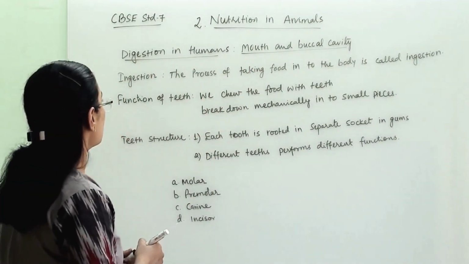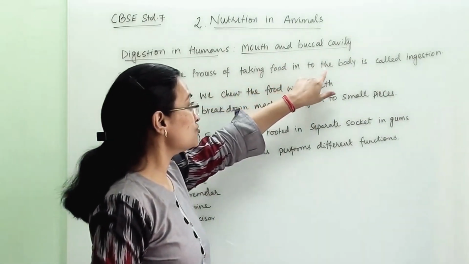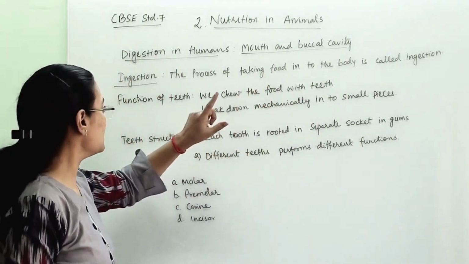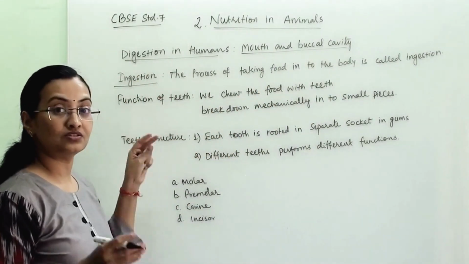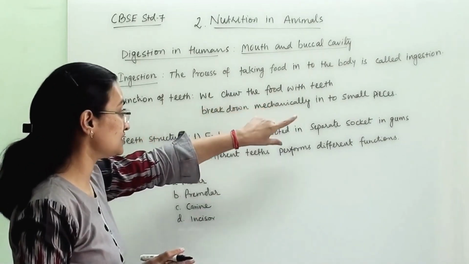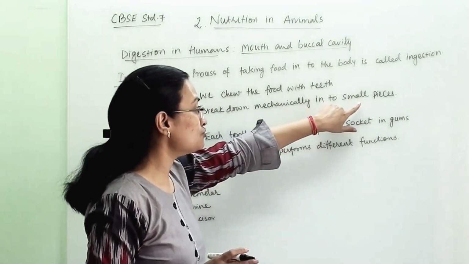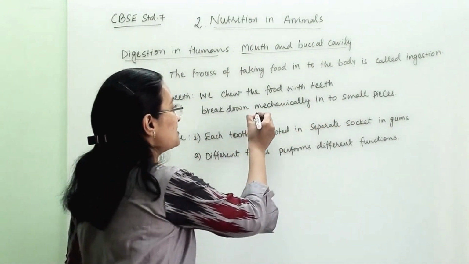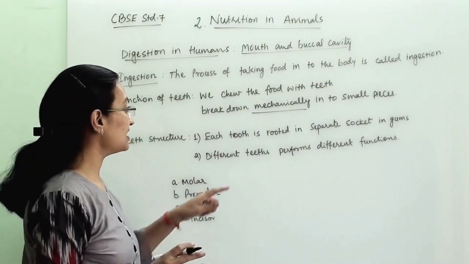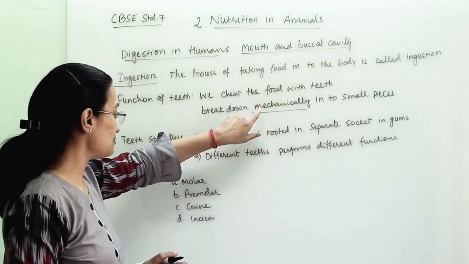So what is ingestion first of all? The process of taking food into the body is called ingestion, and that happens via the buccal cavity, the mouth. Now in the mouth the teeth are there. What is the function of teeth? We chew the food with teeth, and teeth break down the food into smaller pieces, and this happens only mechanically.